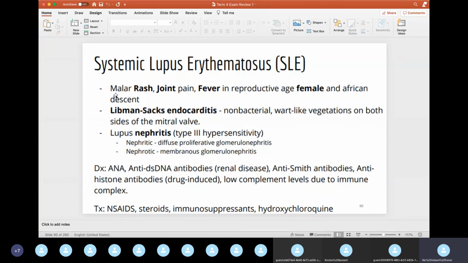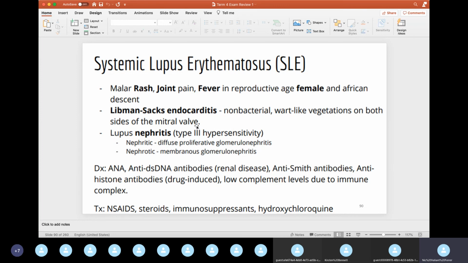So SLE, another high yield point. Malar rash, joint pain, fever, reproductive age, female and African descent. What kind of endocarditis is associated with SLE? Libman-Sacks endocarditis. And lupus nephritis, type 3 hypersensitivity. What's the diagnosis? Do I need to know all of these antibodies? Yes, specifically anti-Smith. And if it's drug-induced, it's anti-histone antibodies, okay?